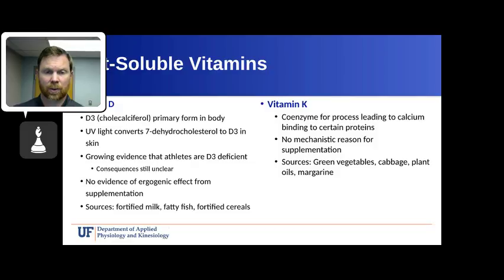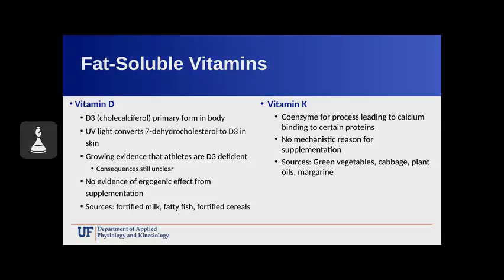Vitamin K serves as a coenzyme for vitamin K-dependent carboxylase, which catalyzes the carboxylation of glutamic acid to gamma-carboxyglutamic acid. This reaction is critical for aiding the binding of calcium to certain proteins. However, this process does not serve any apparent purpose with regard to athletic performance. Therefore, no studies have been performed on the ergogenic benefit of vitamin K, and supplementation beyond the RDA is not warranted. Sources of vitamin K include green vegetables, cabbage, plant oils, and margarine.